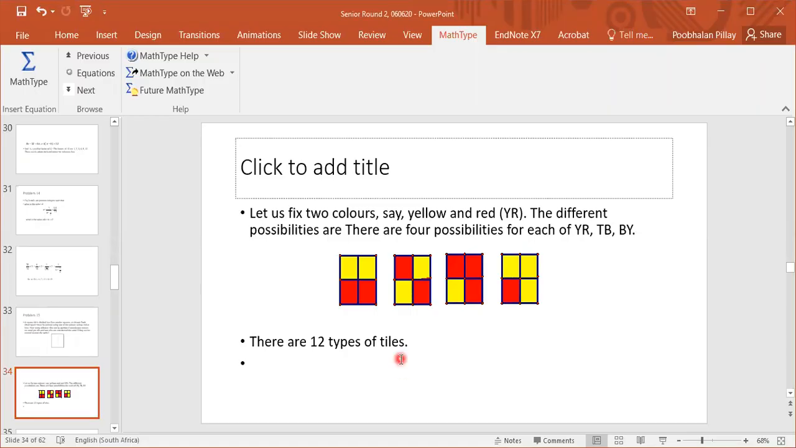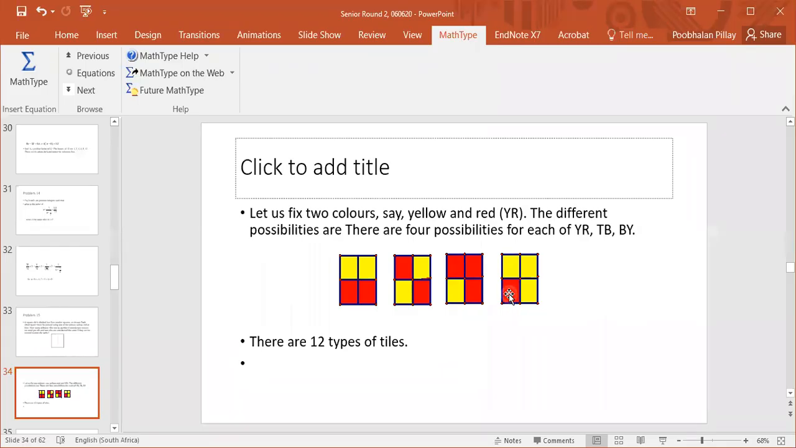So I've got a nice picture here. Let's fix 2 colors, yellow and red. Now, how many different tiles have you got? I've got the answer here. You must use both the colors. You can't use just one color. You must use 2 colors. Now, if you want to be systematic about it, you start by saying, suppose we use only 1 red.